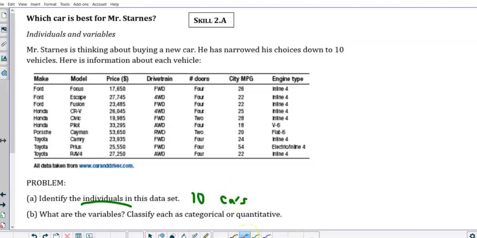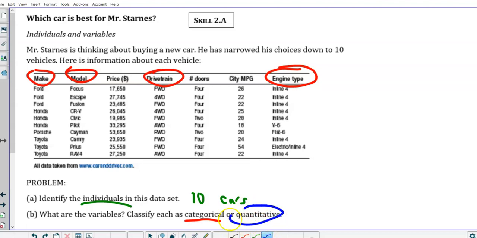What are the variables classified as categorical? So which ones are categorical? Engine type is categorical. That's easy. Make and model are categorical. Drivetrain, certainly categorical. Number of doors, even though that's a word, seems to be counting the number of doors, so I think that's quantitative. Miles per gallon, quantitative. Price, quantitative. So I think we could say these are quantitative.